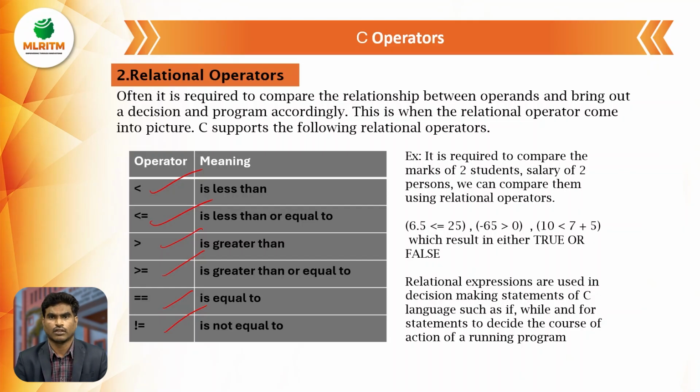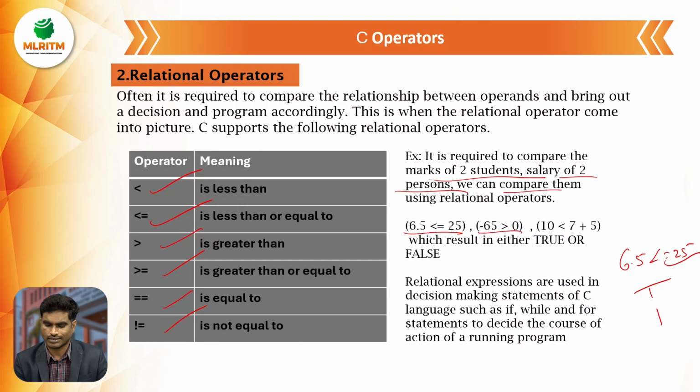If the condition is false, it gives the result false. Next, it is required to compare the marks of two students, or the salary of two persons. We can compare them using relational operators. Here, 6.5 less than or equal to 25. This condition is true, so it gives the result true. True is nothing but a 1.